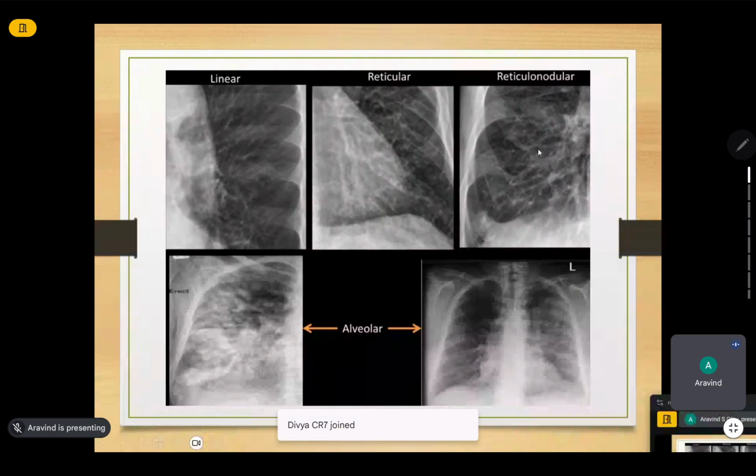And here you can see small nodular things. It is the same reticular pattern, but you also have small nodular, round blackish things here. This is reticulonodular opacity. It is common among some occupational lung disorders. Similarly, in alveolar opacity, you have fluffy, thick opacities scattered here. This is common in alveolar edema.